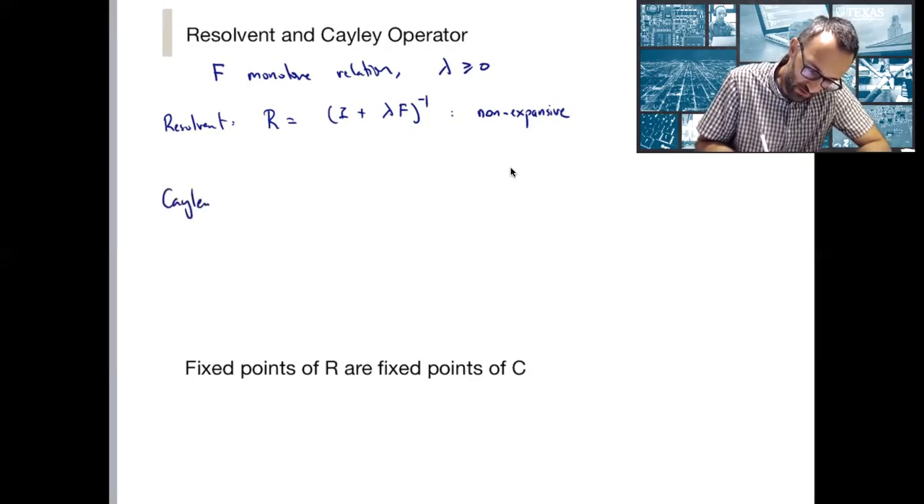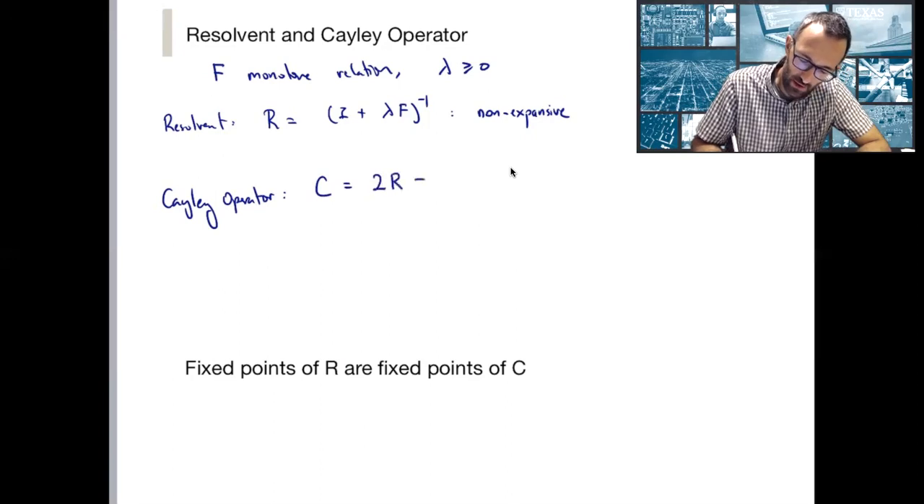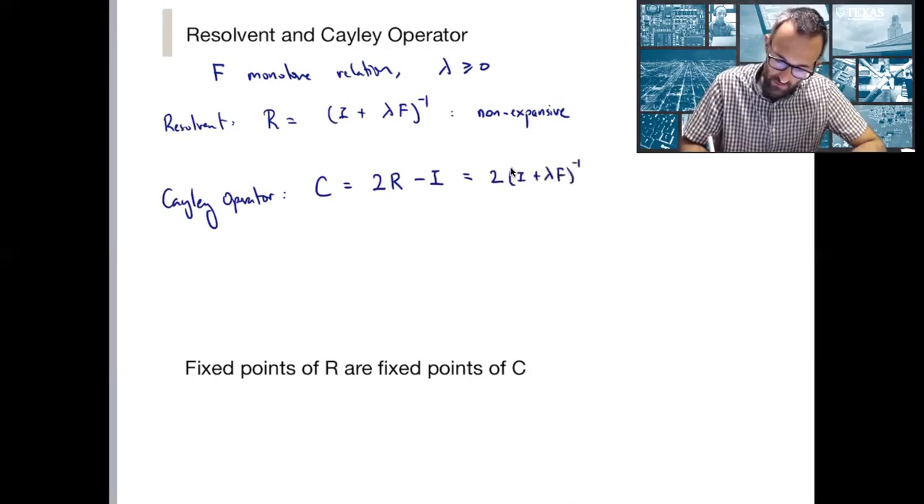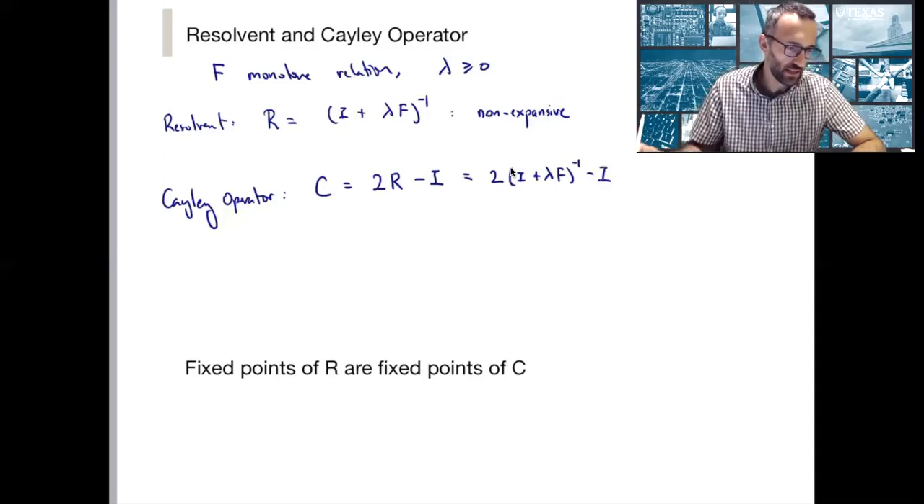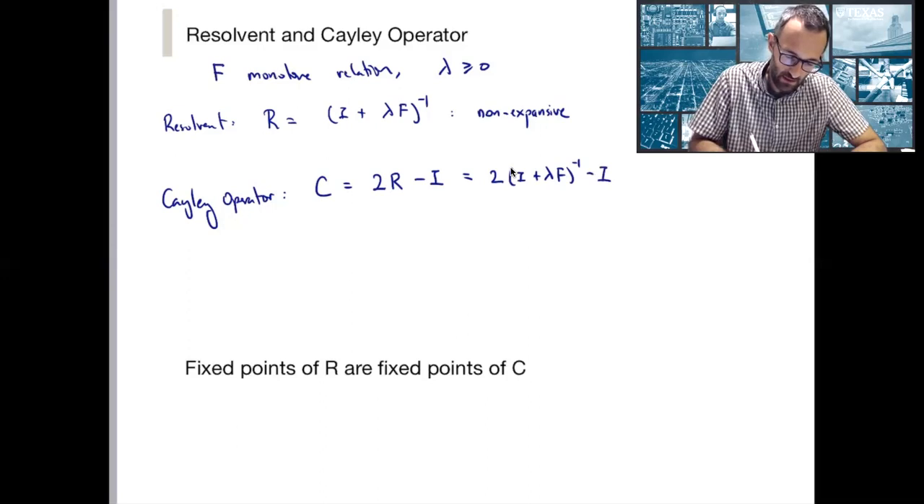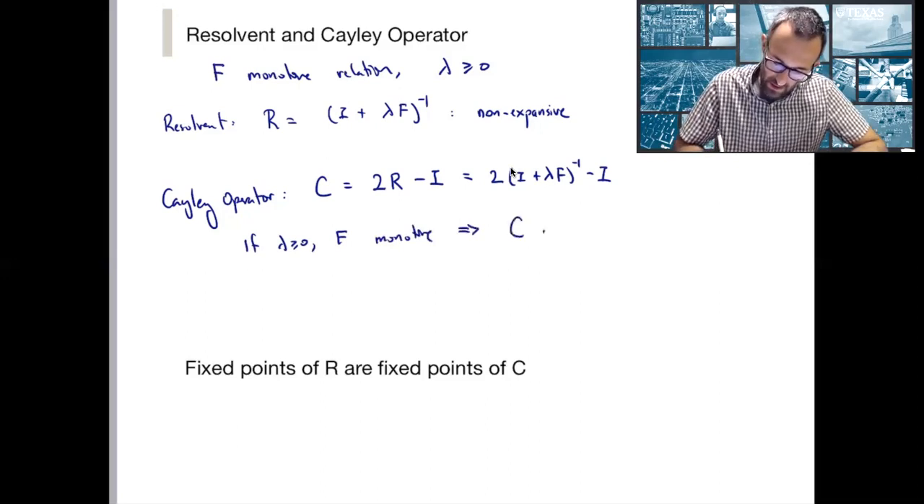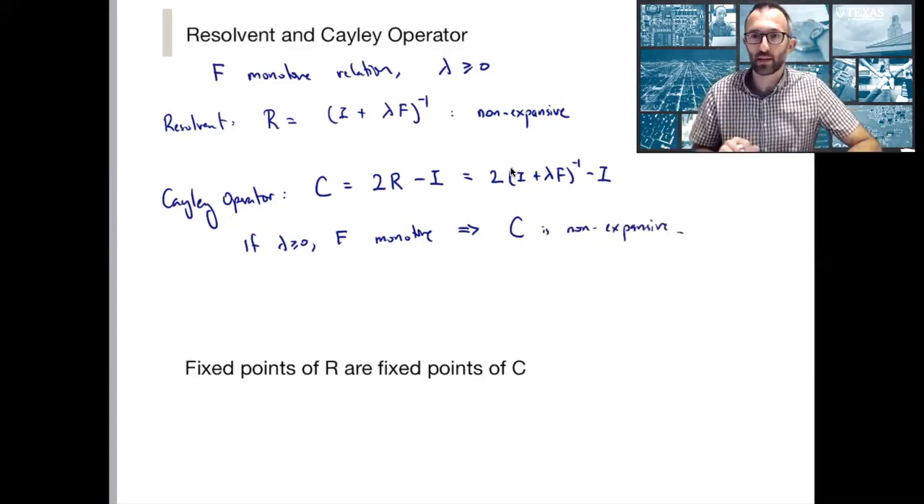The Cayley operator is equal to twice R minus the identity. In other words, it's twice times (I plus lambda f) inverse minus the identity. Again, if lambda is non-negative and f is monotone, then C is non-expansive. And we're going to actually show this second property.